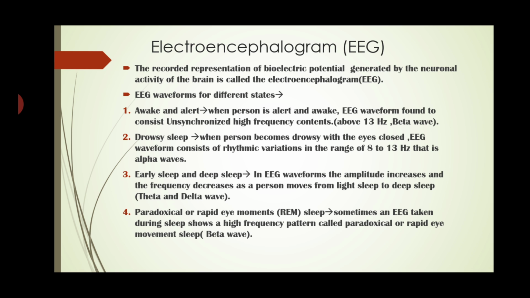Paradoxical or rapid eye movement, that is REM sleep. Sometimes an EEG taken during sleep shows a high frequency pattern called paradoxical or rapid eye movement sleep, and during this we get the same as beta waves. You get this because the person may be dreaming, or may be doing some calculation in their sleep.